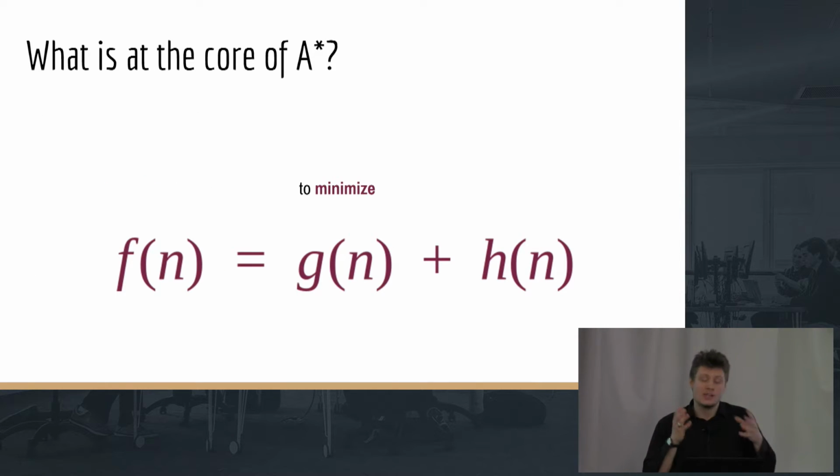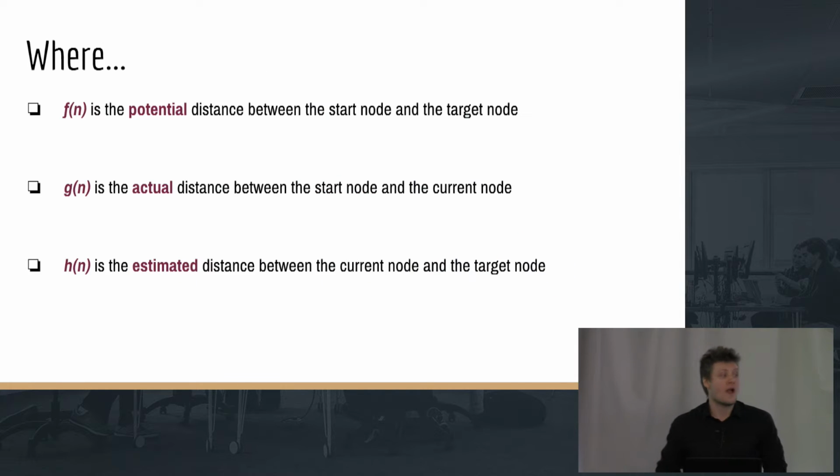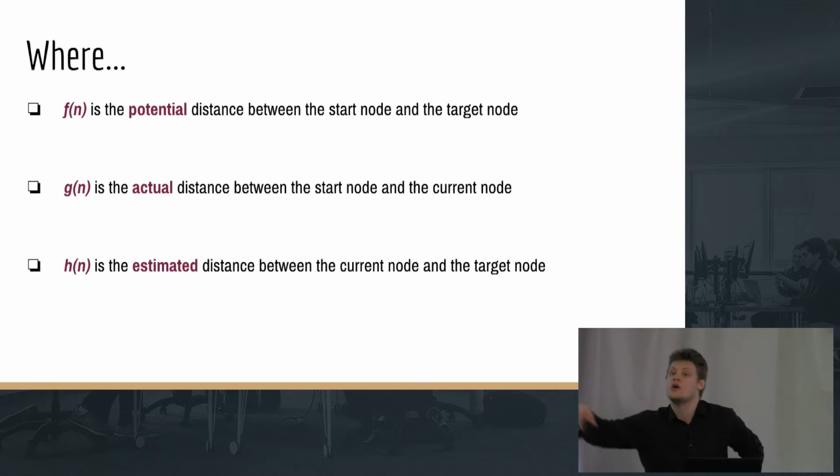Now, that is what is at the core of A-star. Throughout its runtime, A-star will try to minimize a function called f(n), which is the sum of two other functions, g(n) plus h(n), where n is a node, the current node that you're exploring. g(n) is the actual distance from your start node to this current node. Then h(n) is your heuristic, which estimates the distance from your current node all the way to the target node. And then you sum these two and you get f(n). And you want to minimize this to get the shortest path with A-star.